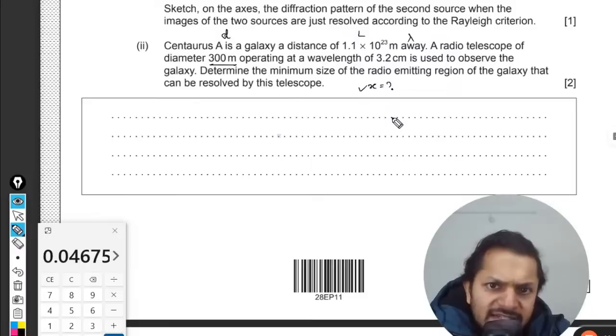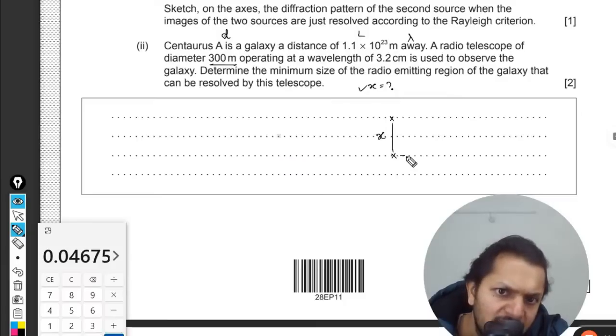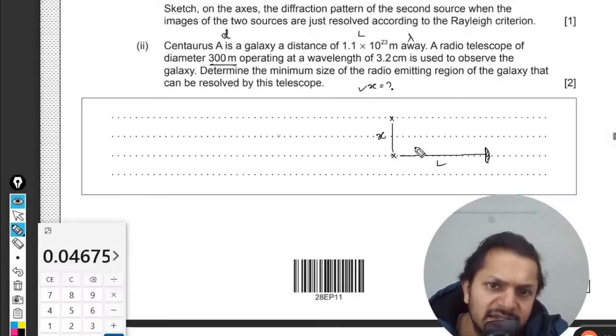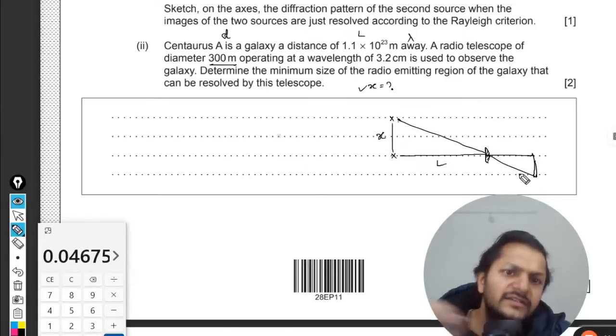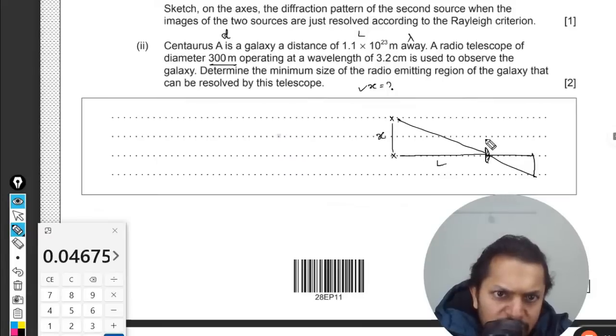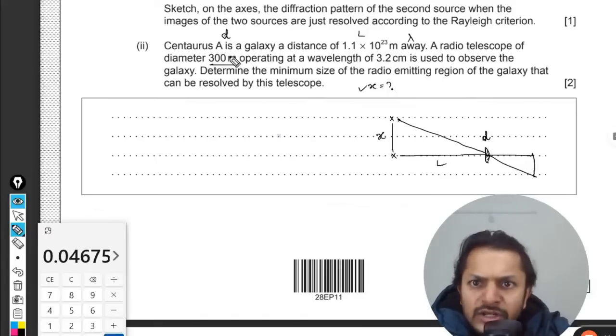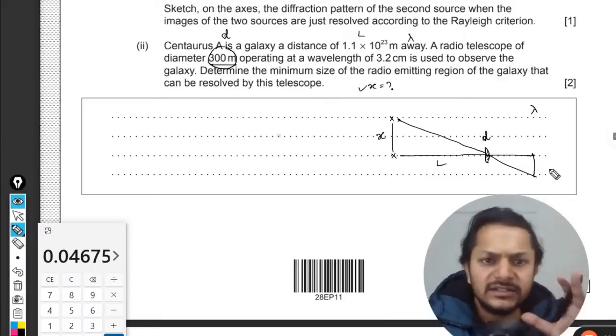So what are these symbols now? Let us say these are the two stars. So this distance between the two stars is x, but the distance between this and this lens, this is capital L. Like this. And so this distance is the diameter, which is small d, 300 meters. Wavelength is lambda. And now this is the diagram.